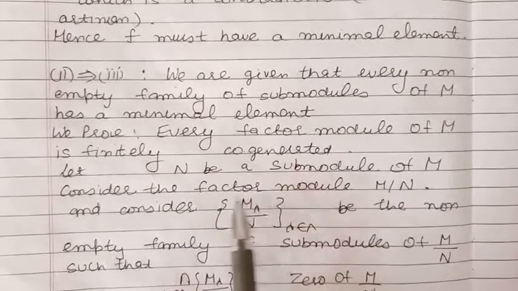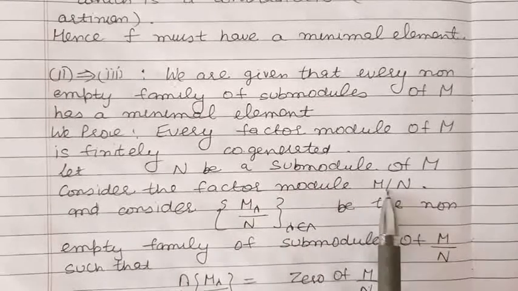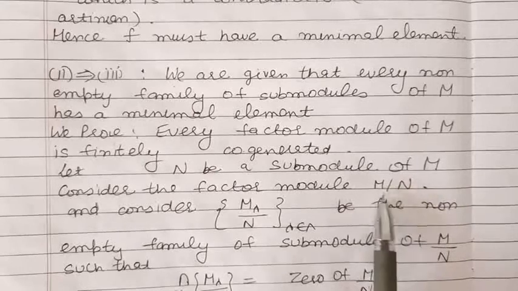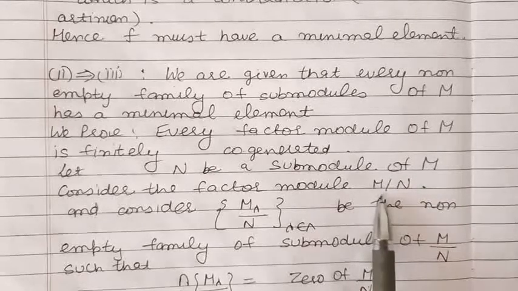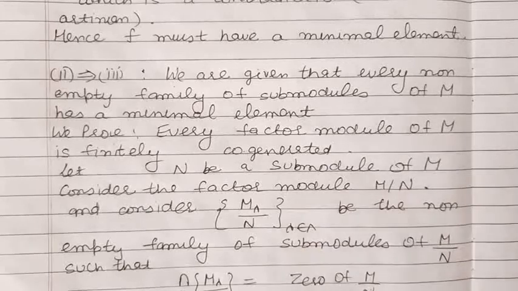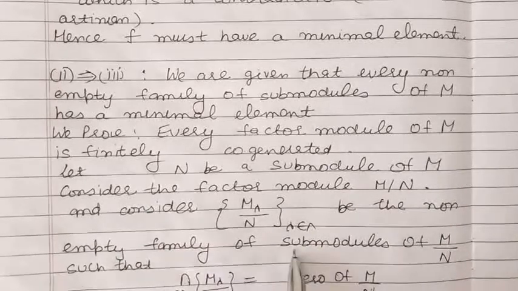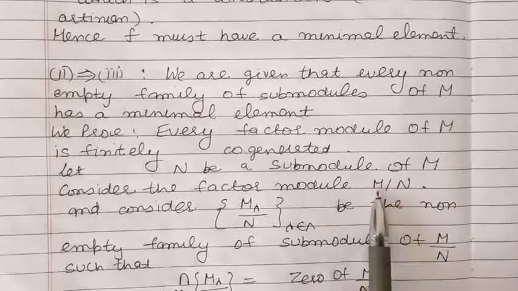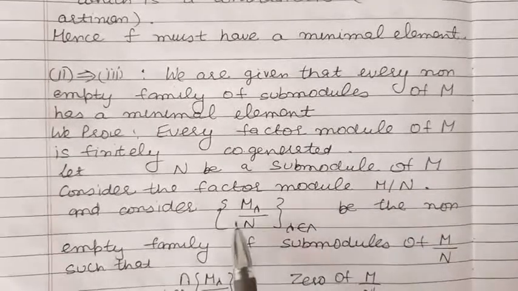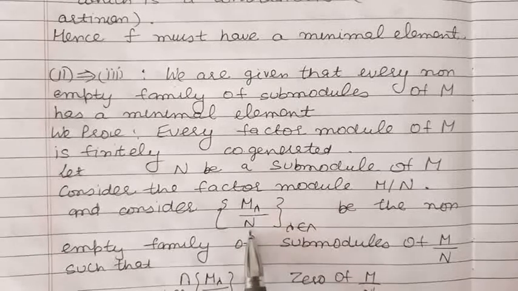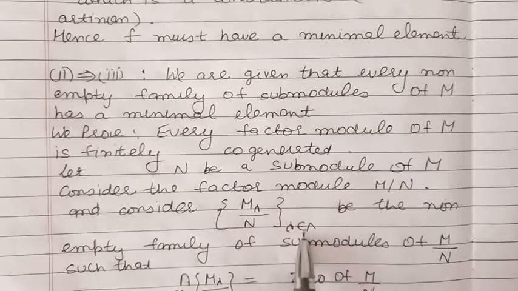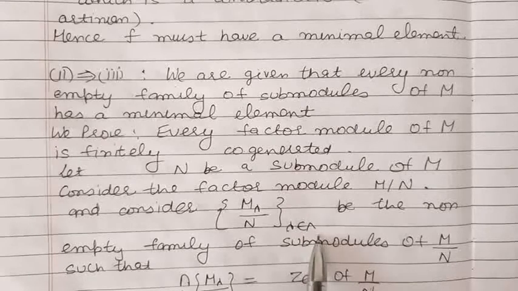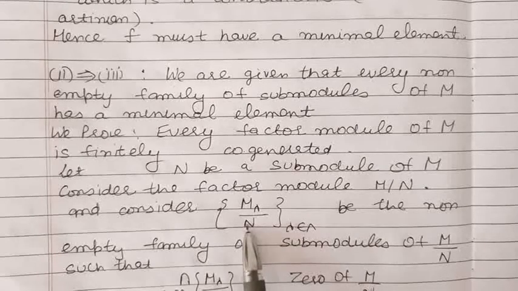So we can consider the factor module M by N. Now, we are to prove that this factor module is finitely co-generated. So let us consider a non-empty family of submodules of this factor module. This non-empty family we have denoted by M lambda upon N, where lambda belongs to the index set. This is a collection of some submodules of the factor module M by N.